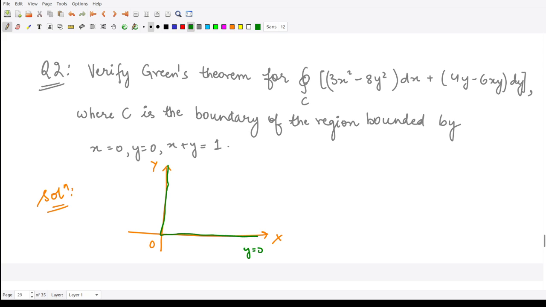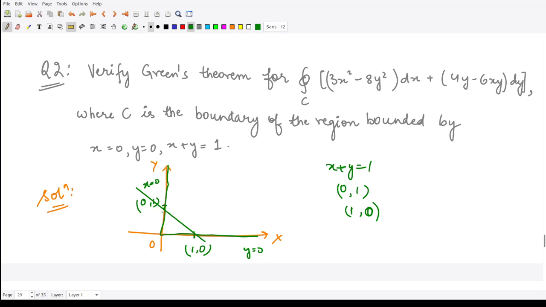So we have this as y equal to 0, this as x equal to 0, and the line x plus y equal to 1. Whenever x is 0, the value of y is 1, and whenever y is 0, the value of x is 1. So we have these 2 points, (0, 1) and (1, 0), and our line passes through these 2 points. So our line would be something like this.